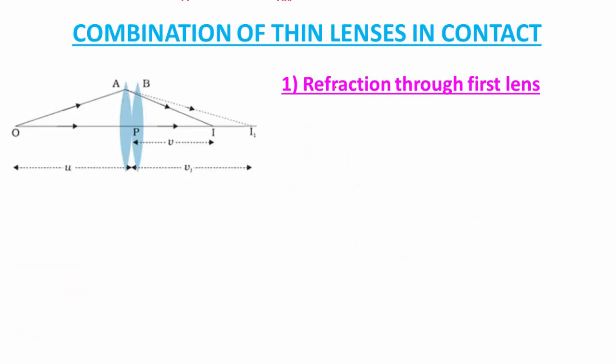The first case I am going to consider is refraction of light through the first lens. Let us imagine the second lens B is absent. If there is no second lens, if there is only one convex lens, then only 2 times refraction of light takes place. After refraction, this ray of light is going to converge at point I dash. Instead of I1, we can consider I dash, and this is V dash.